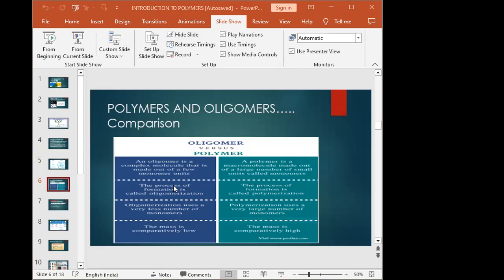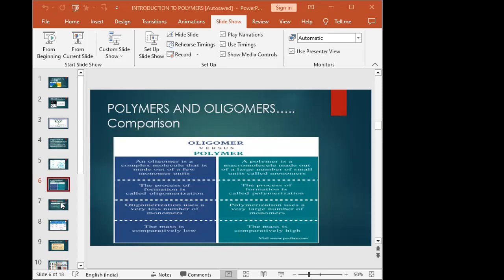Now coming to the oligomer side, the process of formation is called oligomerization, whereas the process of formation of polymer is called polymerization. Oligomerization uses very few monomers, whereas polymerization uses a very large number of monomer units. In oligomer, the mass of the oligomer molecule is comparatively low, and the mass of polymer will be comparatively high.